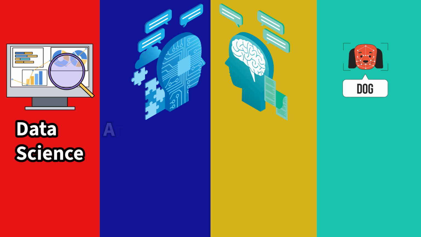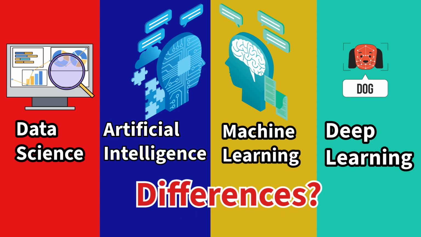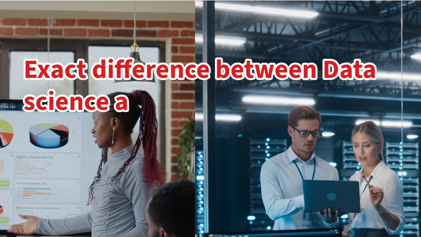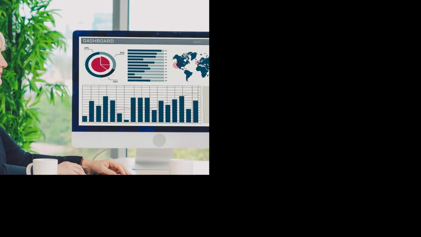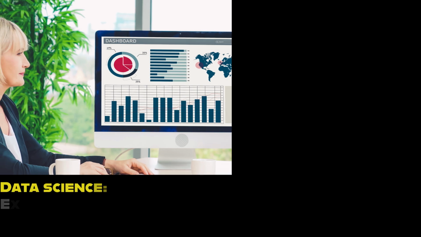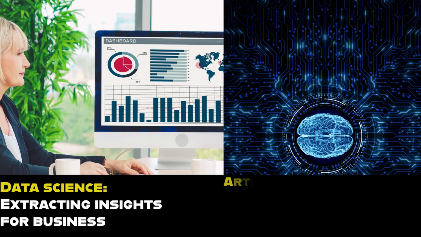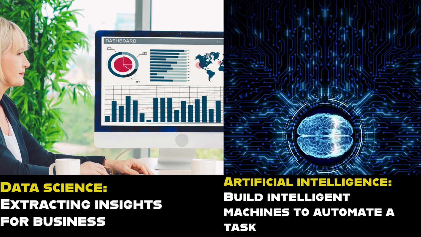In this video, we are going to see the exact difference between data science, artificial intelligence, machine learning, and deep learning. To understand the difference between these four on-demand careers, you should understand the difference between data science and artificial intelligence. Data science is a domain through which you'll be finding meaningful information from business. But artificial intelligence is a domain used for building intelligent machines that can automate a task that humans do.